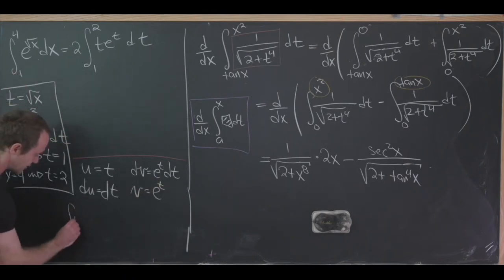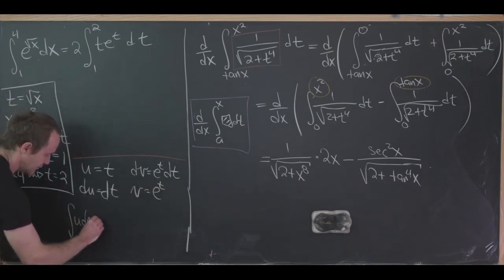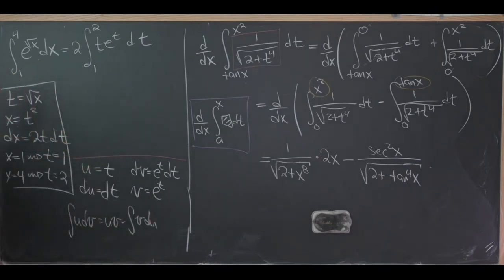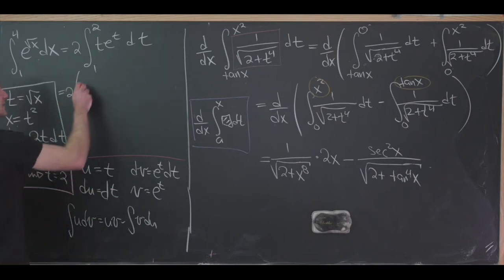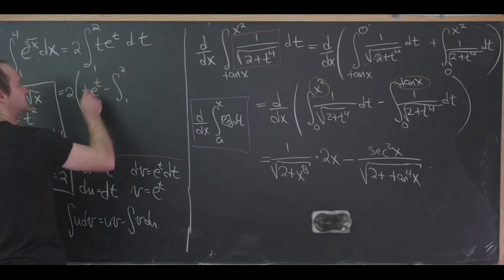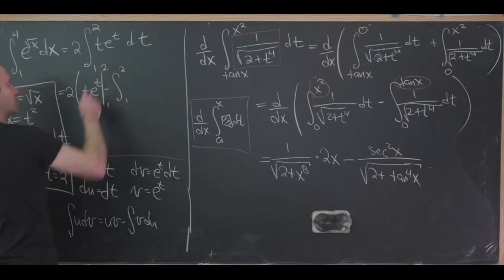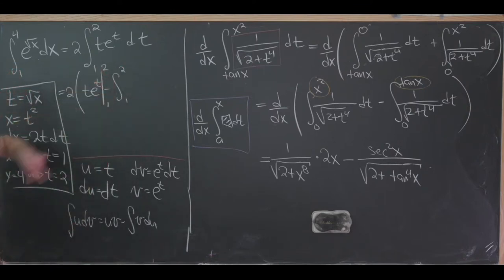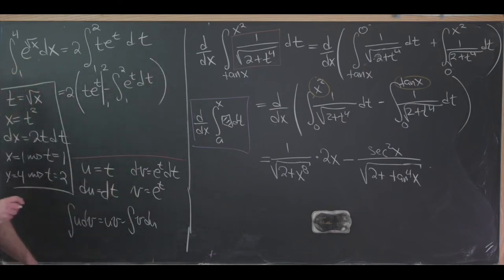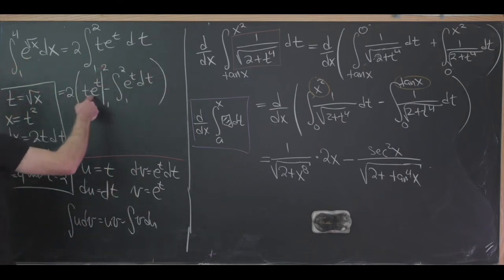Now we'll use our standard formula. The integral of u dv is uv minus the integral of v du. So what does that leave us here? We've got this 2 out in front of everything. We have u times v, so that'll be t times e to the t, minus the integral from 1 to 2. Sorry, this should be evaluated from 1 to 2. Then minus the integral from 1 to 2 of v du, so that'll be e to the t dt. Okay, so that's good.